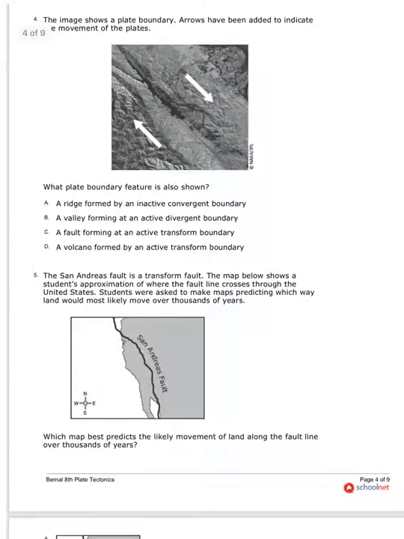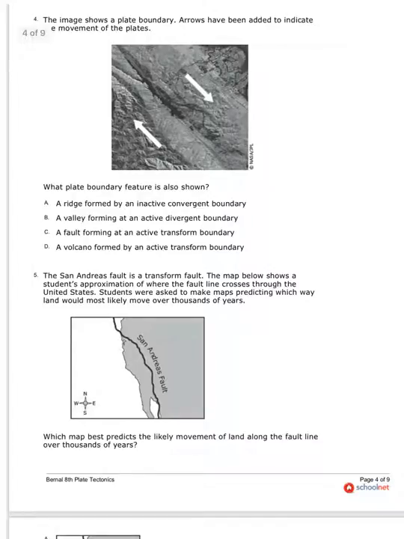A. A ridge formed in an inactive convergent boundary. B. A valley forming at an active divergent boundary. C. A fault forming at an active transform boundary. Or D. A volcano formed by an active transform boundary.